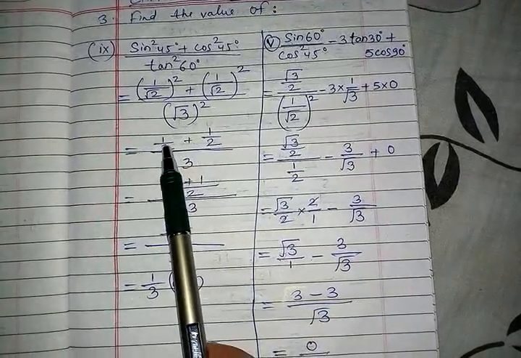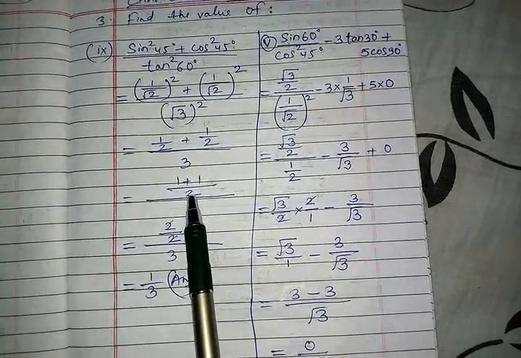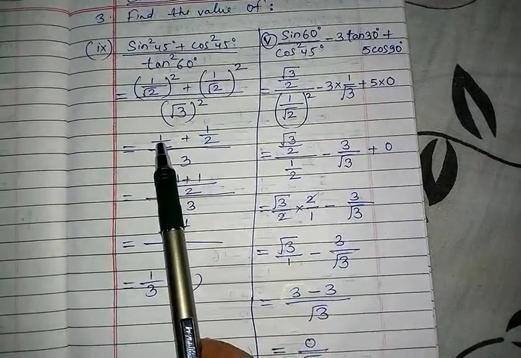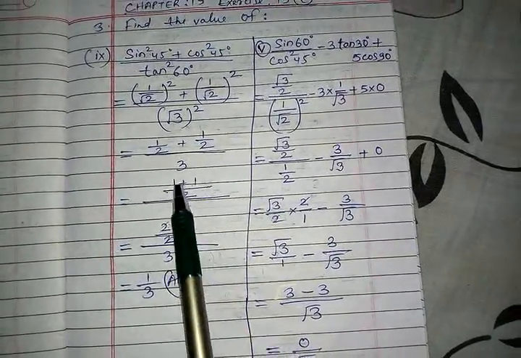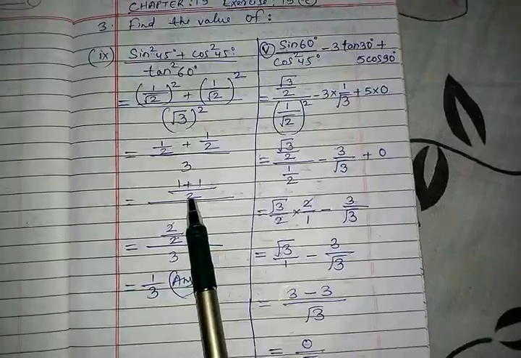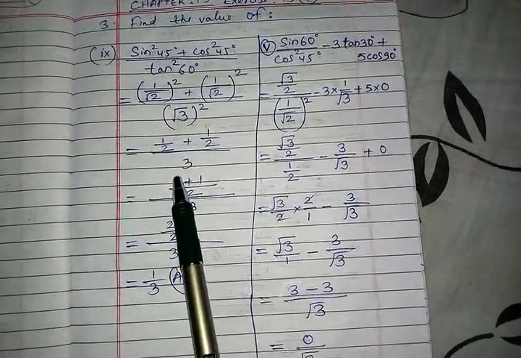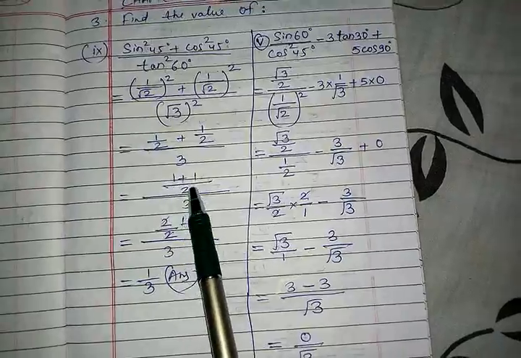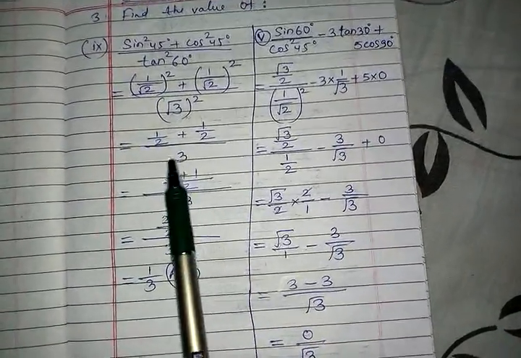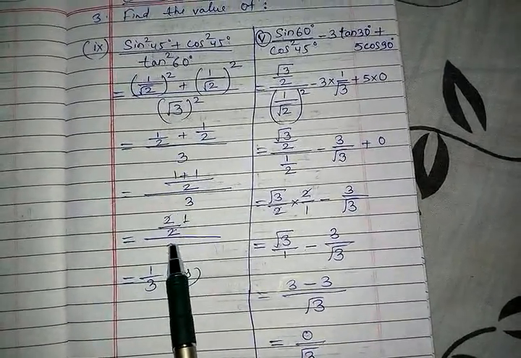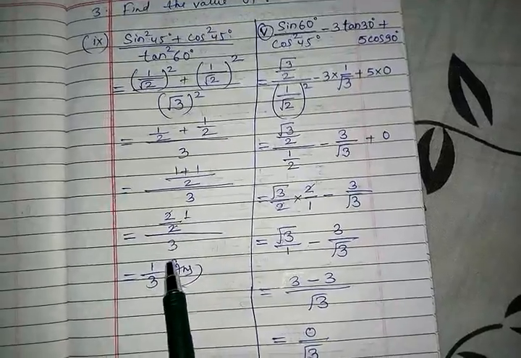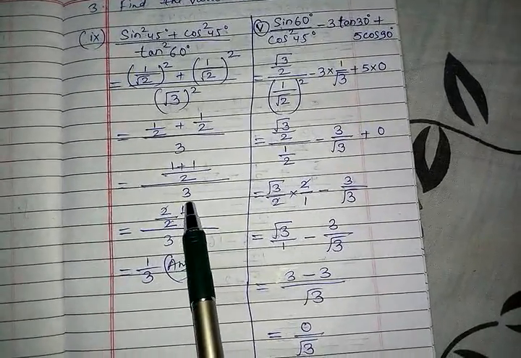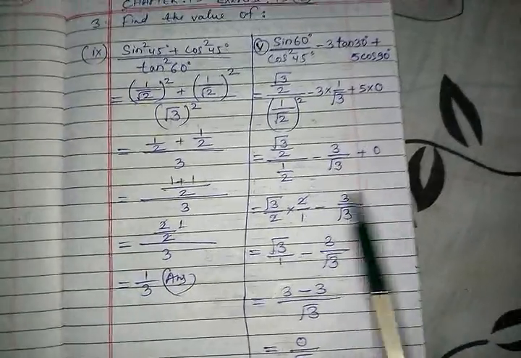or you can even do the addition of fractional numbers by LCM. So the LCM of 2 and 2 is 2. Whenever the LCM is the same, the upper number also will be the same, 1 plus 1. So 1 plus 1 is 2 by 2, and below we have 3 here. 2 by 2 means if you divide it, it is 1. So 1 by 3 is our answer.